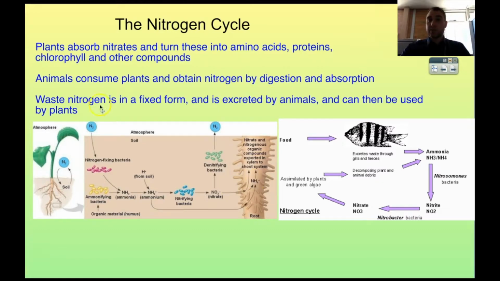We get waste nitrogen produced from excess nitrogen that we take in. So all the amino acids we take in don't get turned into proteins. So that nitrogen is turned into a form that can be excreted by animals and then can be used by plants again. So in animals like humans, we make a compound called urea that we get rid of when we urinate. That can go into the environment and be reused by other organisms.